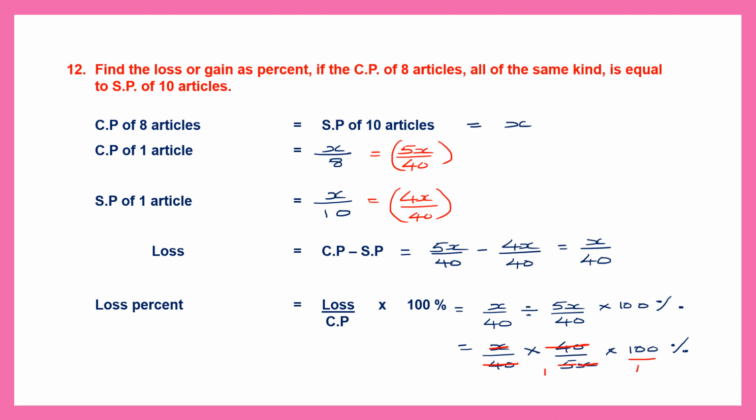5 ones are 5, and 5 into 20 is 100. So what do we have there? We have 20%. So what have we found out now? We have found out the loss percent, and the loss percent is 20%. This is the answer to our question.